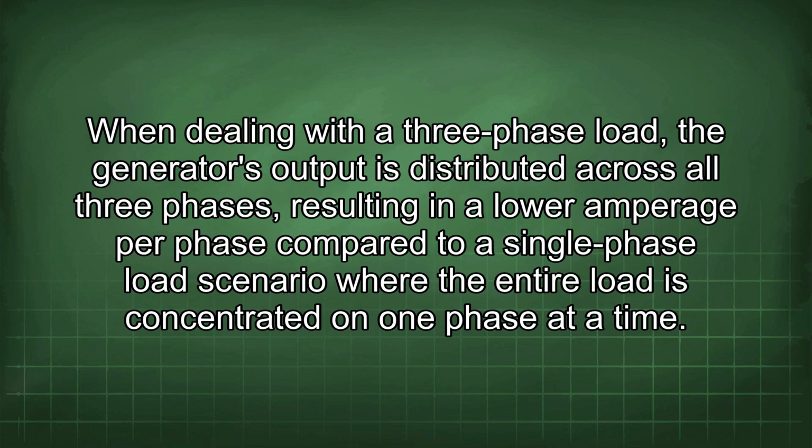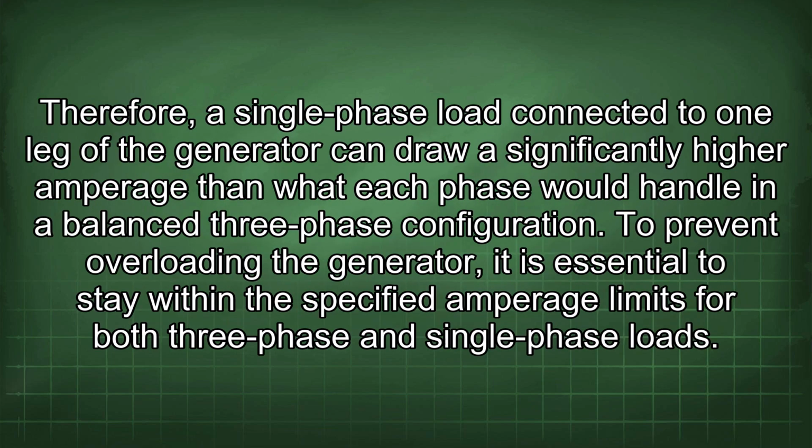When dealing with a three-phase load, the generator's output is distributed across all three phases, resulting in a lower amperage per phase compared to a single-phase load scenario where the entire load is concentrated on one phase at a time. Therefore, a single-phase load connected to one leg of the generator can draw a significantly higher amperage than what each phase would handle in a balanced three-phase configuration.